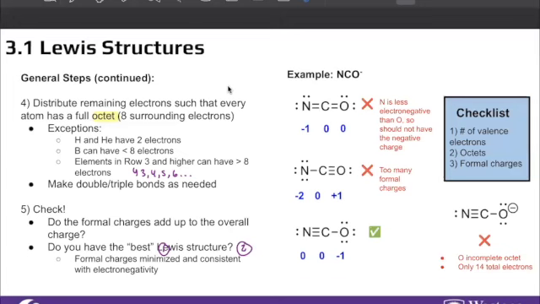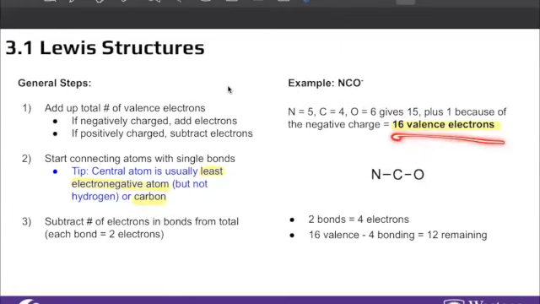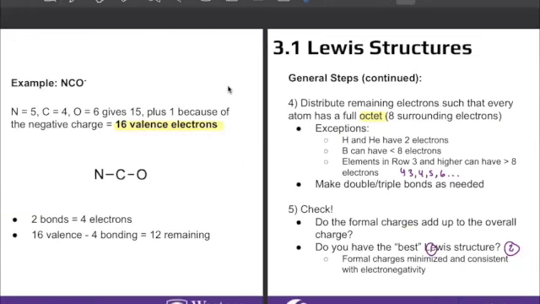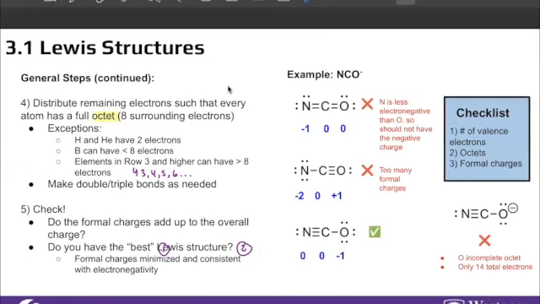So the first thing is you want to check that the structure has the correct number of valence electrons, so it's consistent with the number that you calculated here. You also want to check that everything has a full octet, or if it is one of the exceptions, that it follows those rules. And then finally, you want to check the formal charges, seeing if they're minimized and checking if they're consistent with electronegativity.